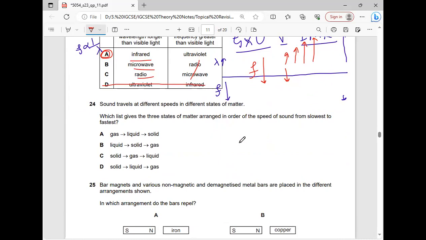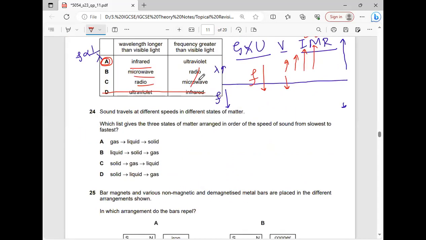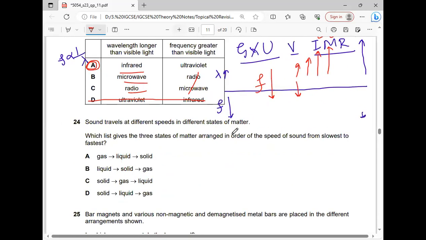Question 24. Sound travels at different speeds in different states of matter. Which list gives the three states of matter in order of the speed of sound from slowest to fastest? We know sound travels fastest in solids, slower in liquids, and slowest in gases. So from slowest to fastest: gases, then liquids, and then solids. Option A: gas, liquid, and solid.